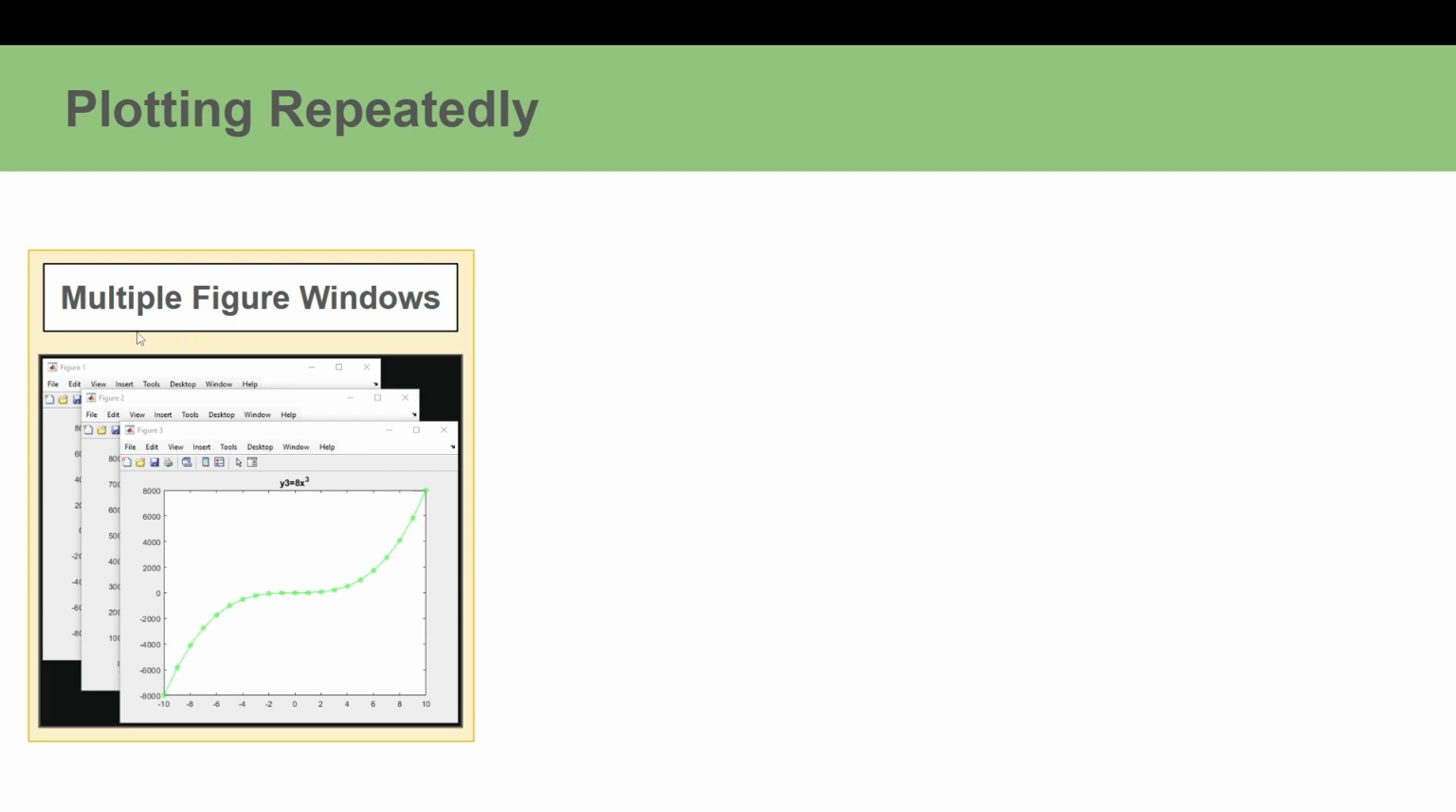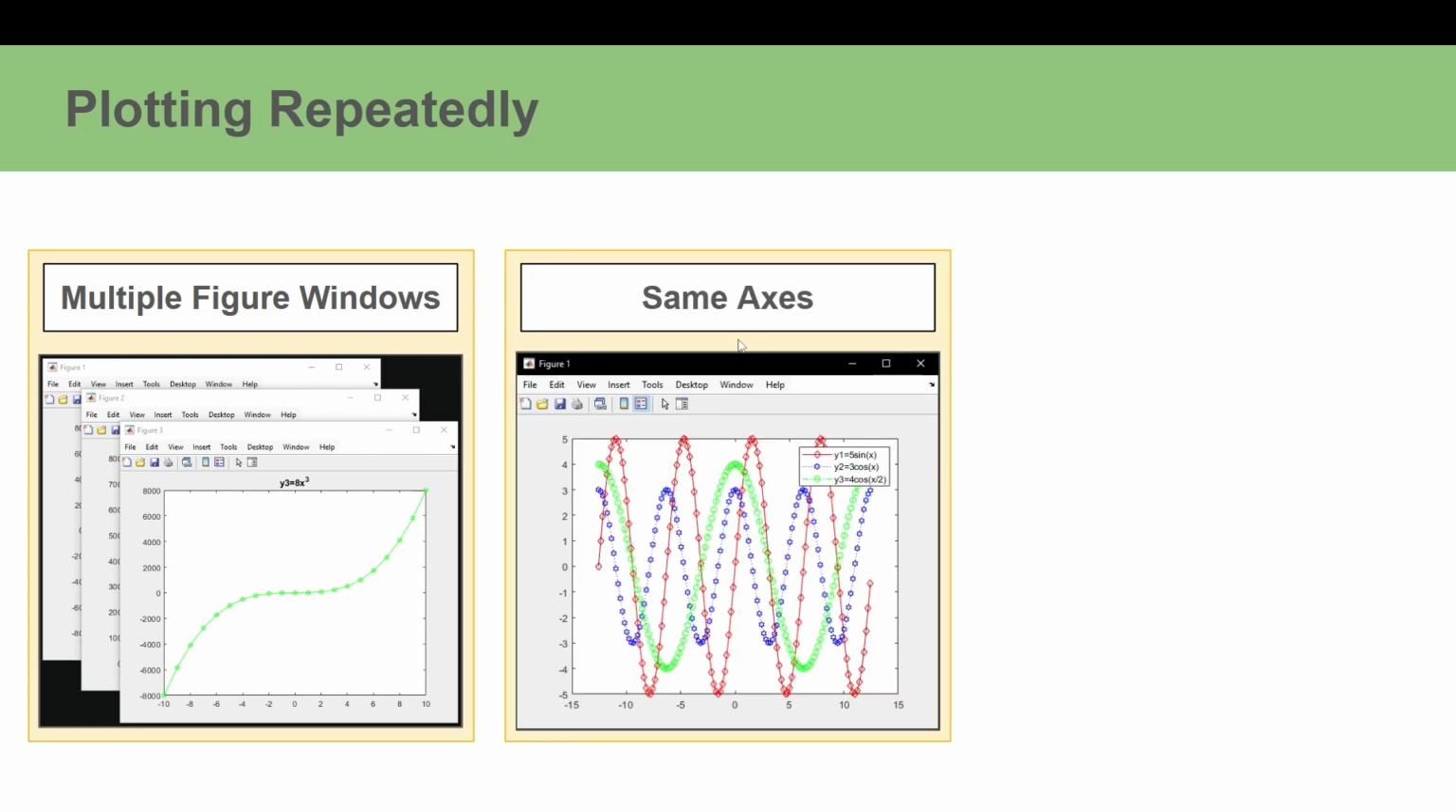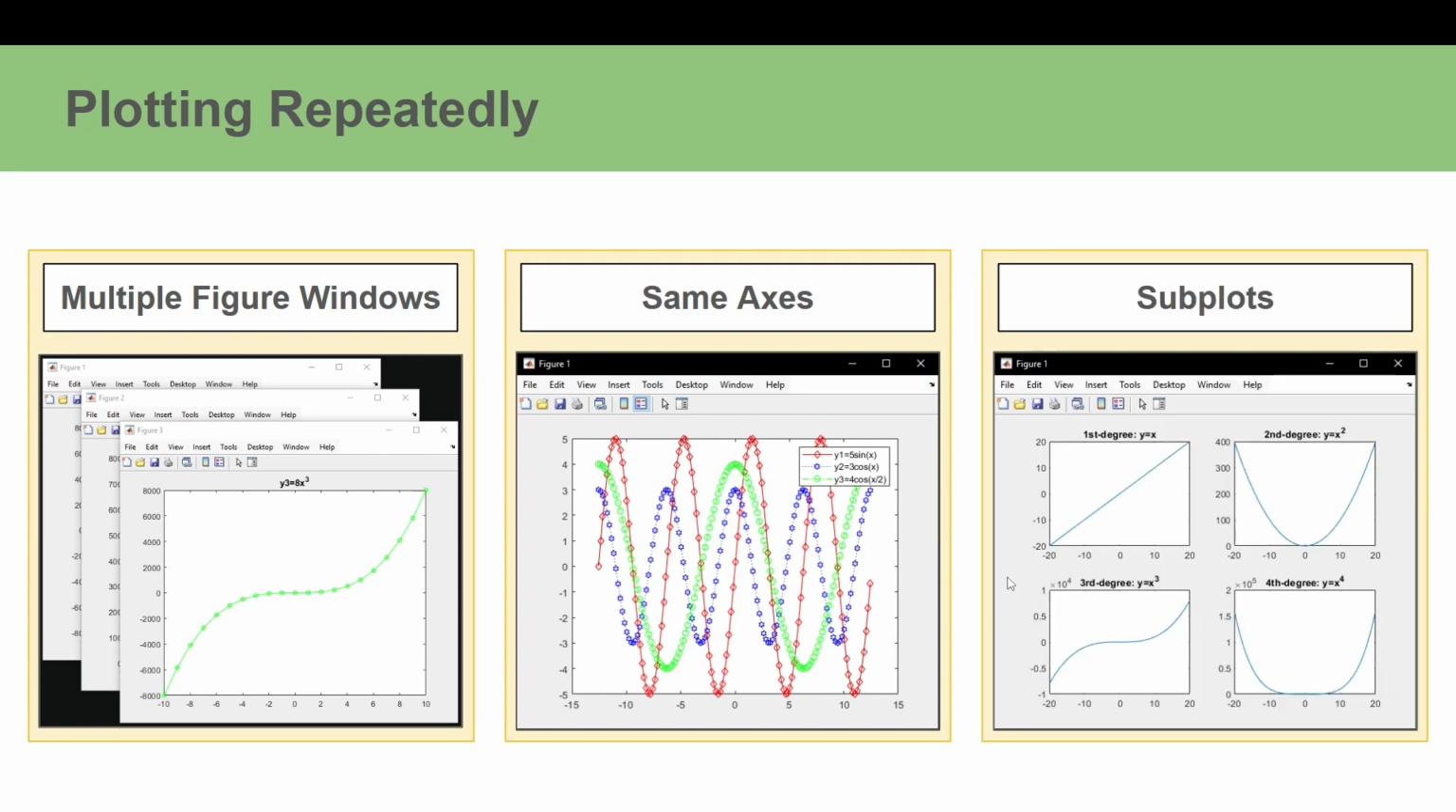So plotting repeatedly. There are three ways that are helpful to know in the beginning. We can do multiple figure windows, so we plot each thing in a separate figure window. We can do a bunch of plots on the same set of axes, or we can do subplots, where we take a figure window, divide it, and then plot in this grid we've created.